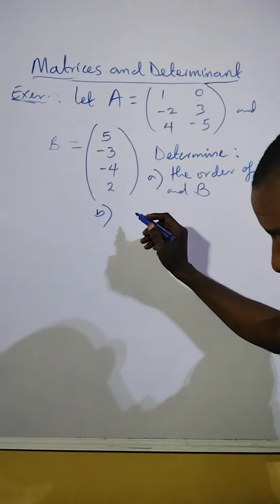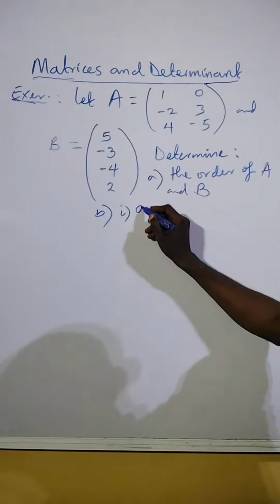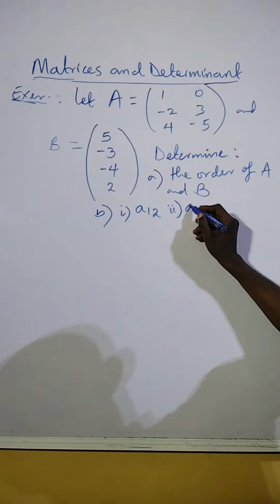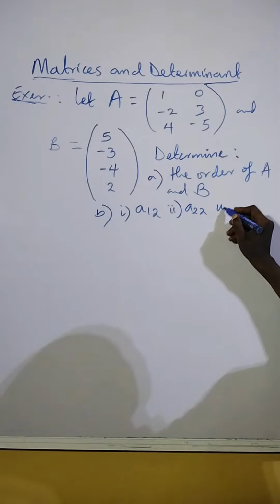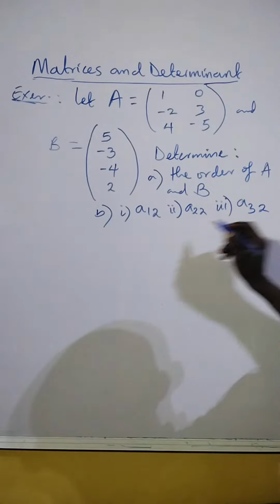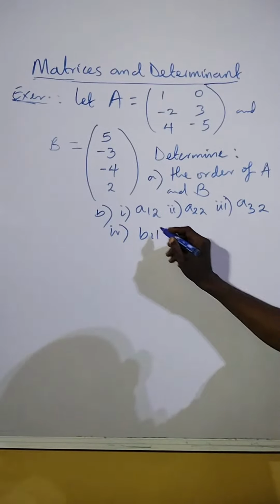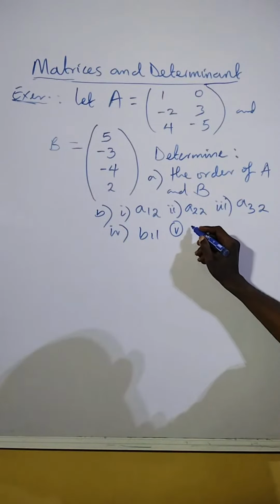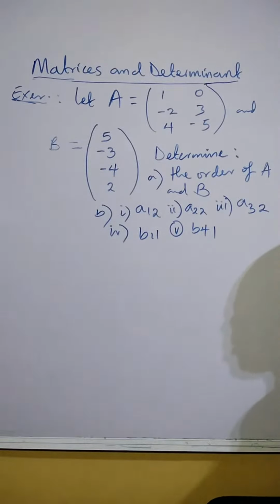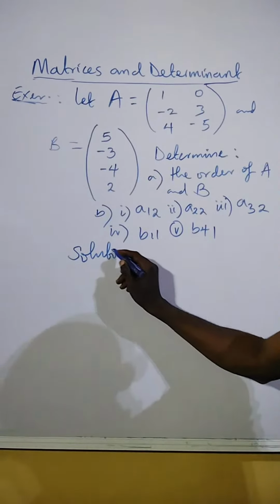Question B says we should determine from figure 1, A12; from figure 2, A22; from figure 3, A32; from figure 4, B11; from figure 5, B41. Now easily we can do this fast and get the solution here.